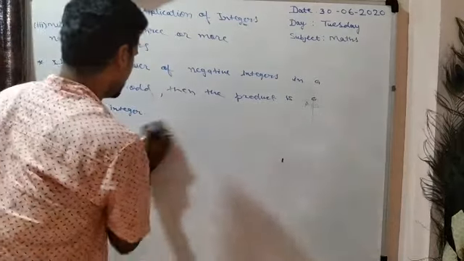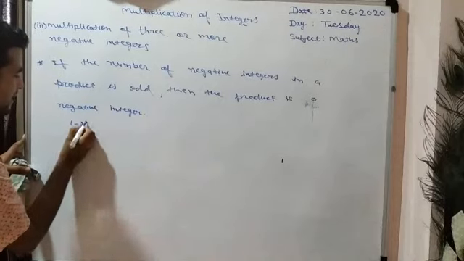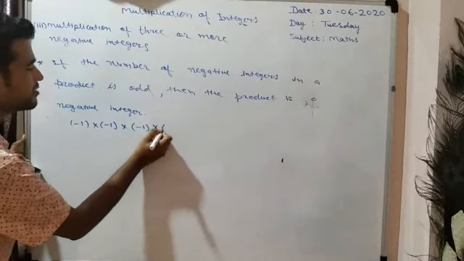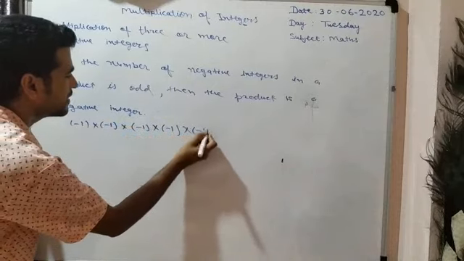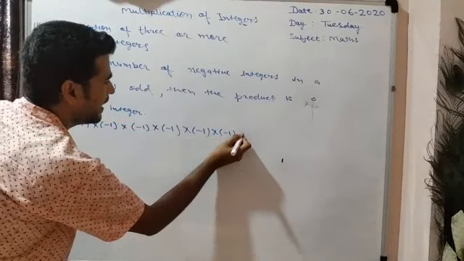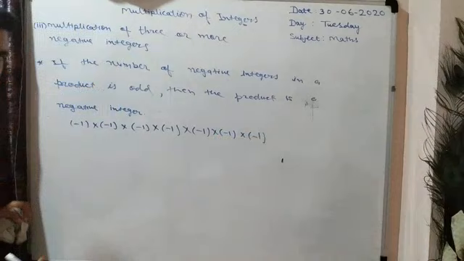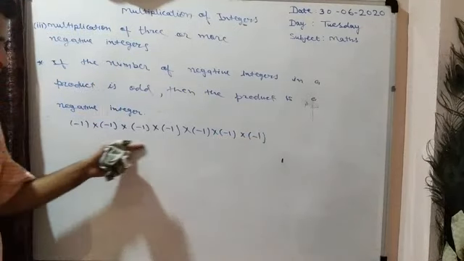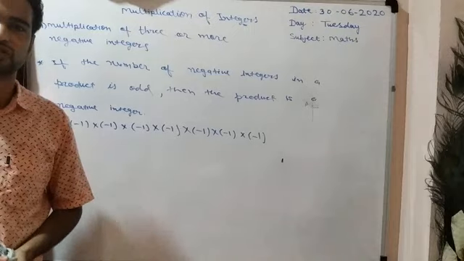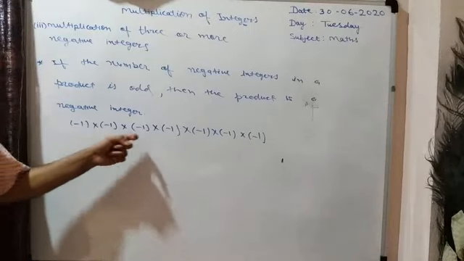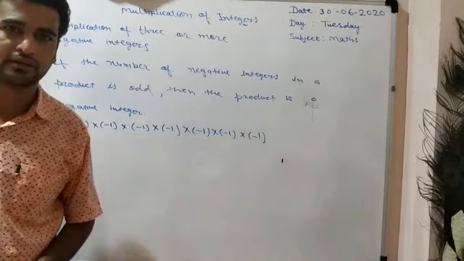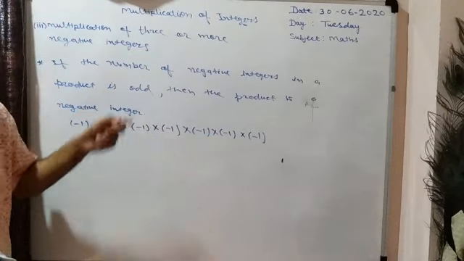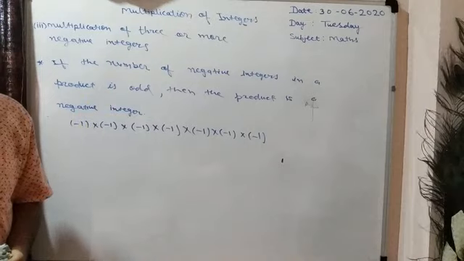Okay, we can take another example: -1 into -1 into -1 into -1 into -1 into -1 and into -1. Now what will be the answer? We have 1 but with a negative sign. So 1, 2, 3, 4, 5, 6 and 7. We have 7 negative integers. 7 is an odd number, so the answer should be negative.